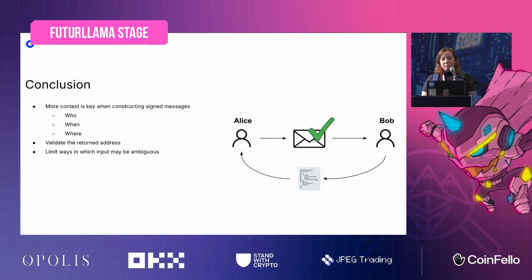So with all that, we've looked at how context is important. You have to describe who's meant to use that signature, when and where. We are looking at how validating the return address is important, and then we want to make sure we limit the ways in which our input is ambiguous, both with the signature and with the message.